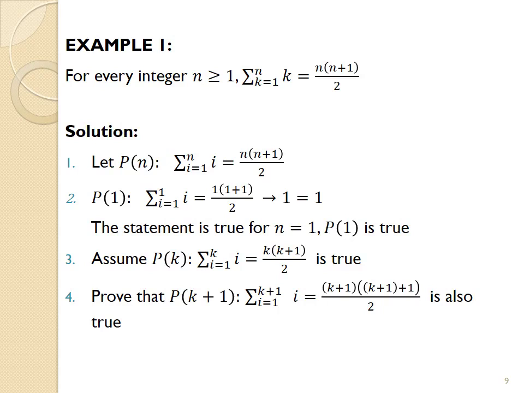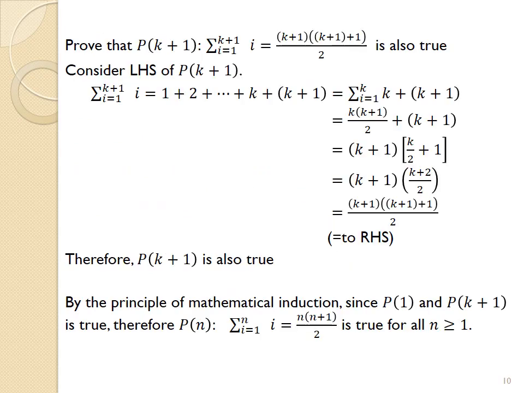The following step requires us to assume that P of k is true, and using that to show that our P of k plus 1 is also true. As you can see, replacing k with k plus 1 in our statement changes the upper bound of our series to k plus 1 on the left hand side. Meanwhile, all k will be replaced with k plus 1 in the right hand side of the mathematical statement.